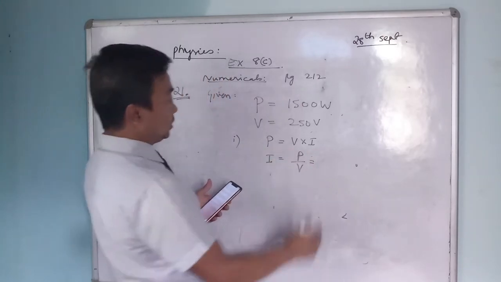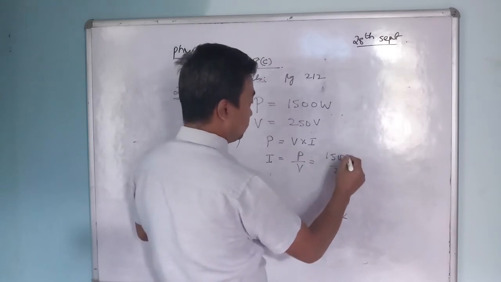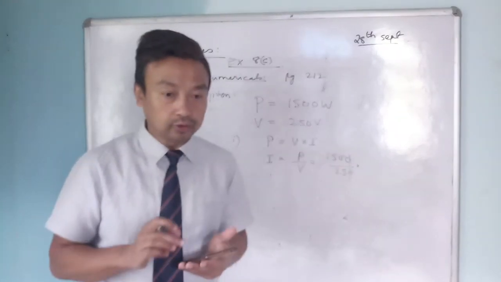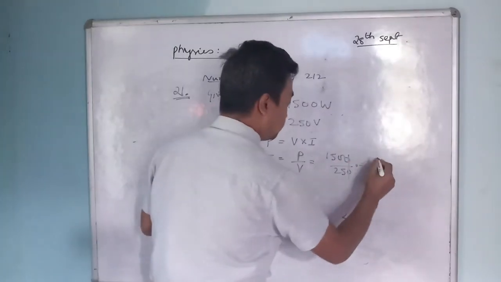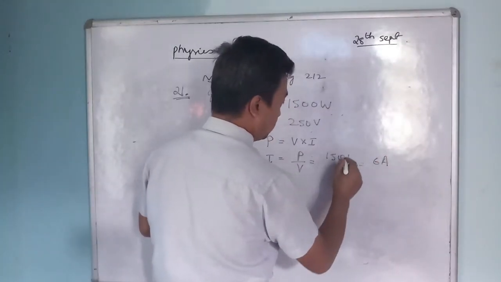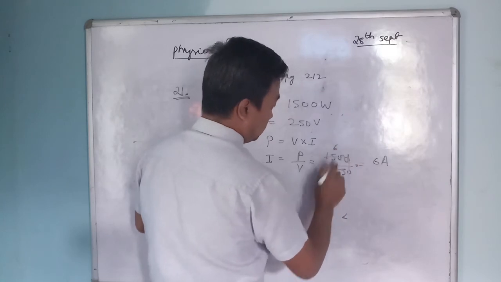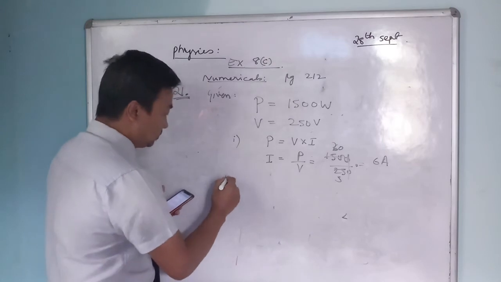So what is the power? 1500. The potential difference is 250. You can cancel the 0. After cancelling, how much did you get? You will get 6 ampere. 5 times 3 is that? Yes, 5 times 6 is 30. Then number 2.